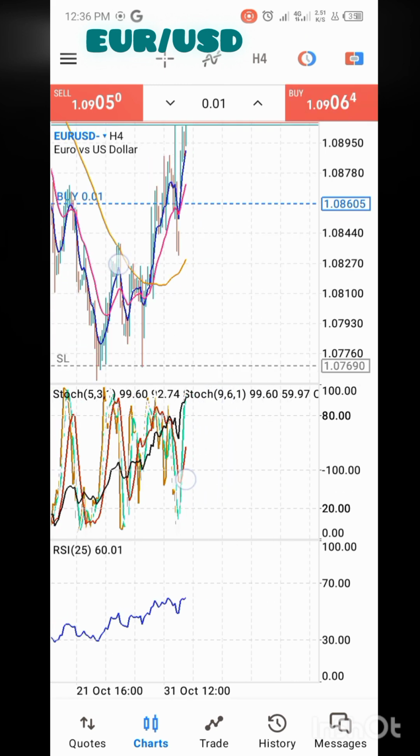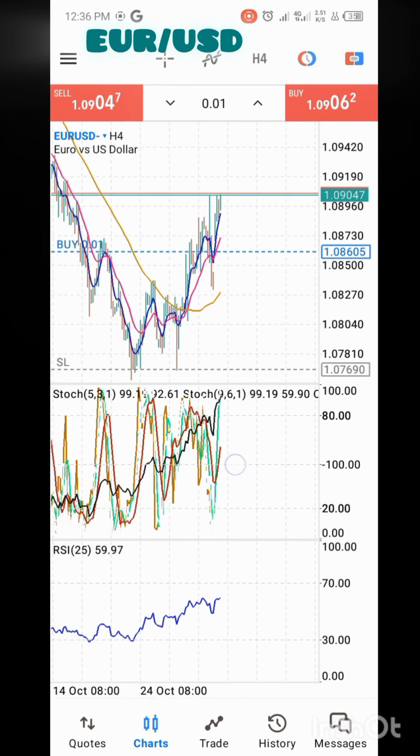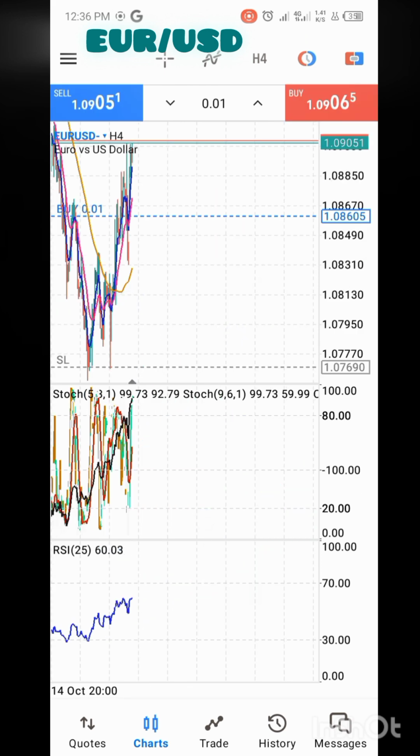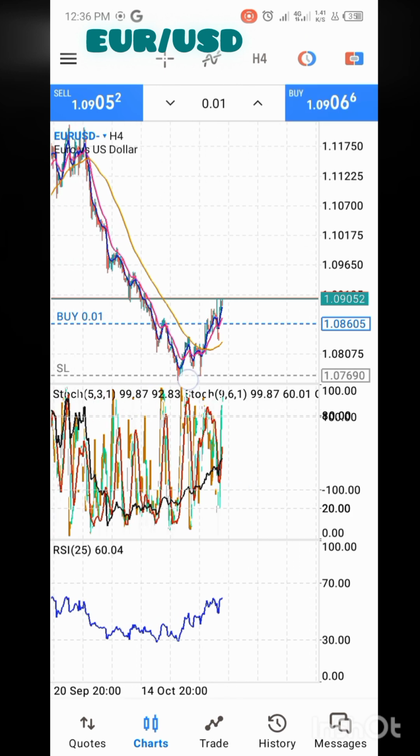Now my stop loss, I do break even mostly. I don't mostly love take profit. I let it ride. That is just it. But I place my stop loss. My stop loss is actually very key.